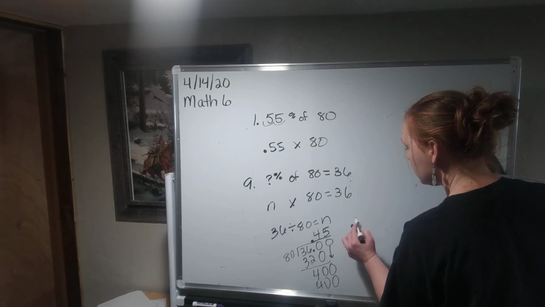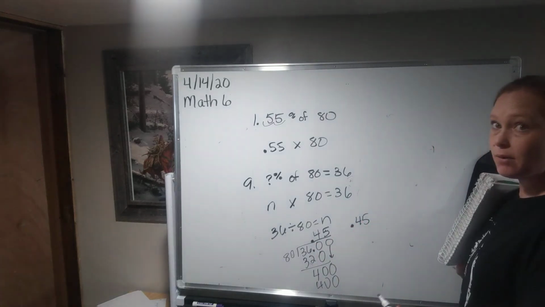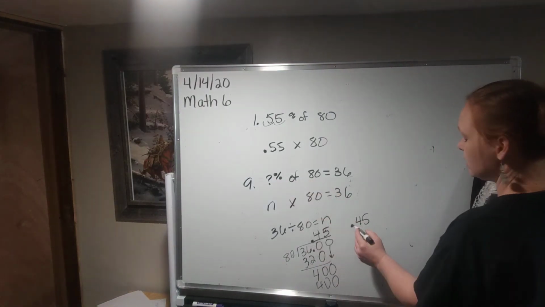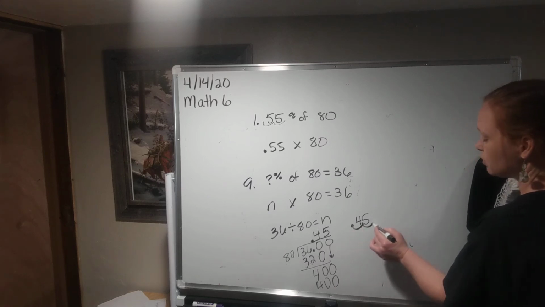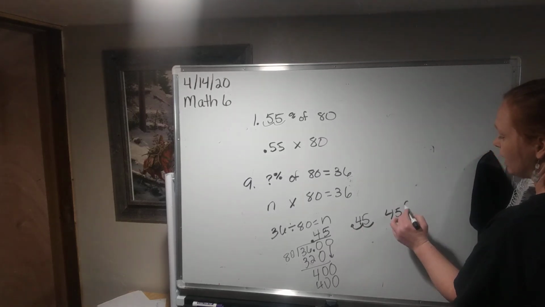So my answer was 0.45. Well, how do I change this into that percentage? Because it asked me for a percentage. Well, I move my decimal to the right, and I get 45%.